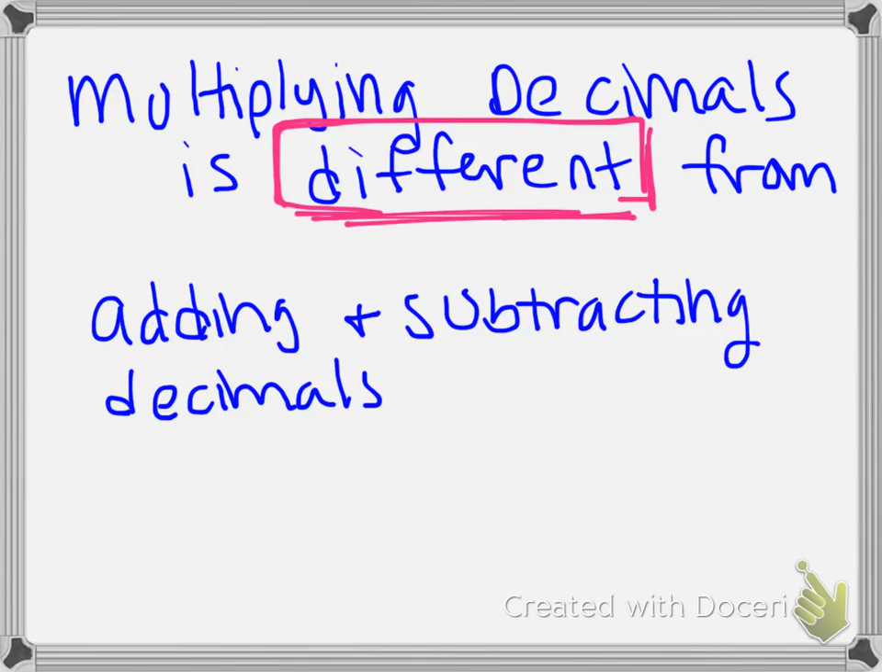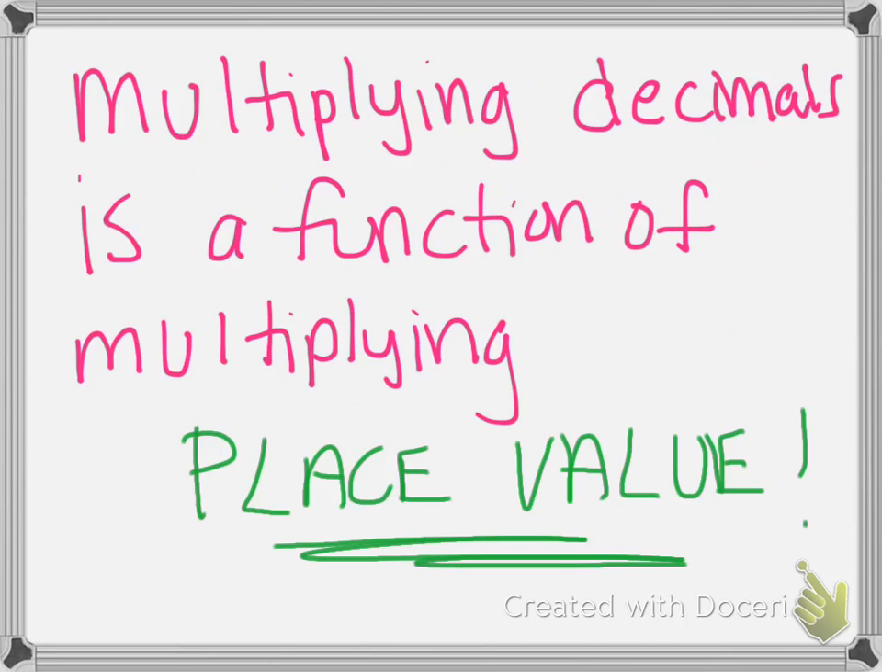Okay, so today we are going to talk about multiplying decimals. The first thing to remember is that multiplying decimals is very different from adding and subtracting decimals, which we just finished. Multiplying decimals is actually a function of multiplying using place value. So keep that in mind. You have to understand place value in order to be multiplying by decimals.